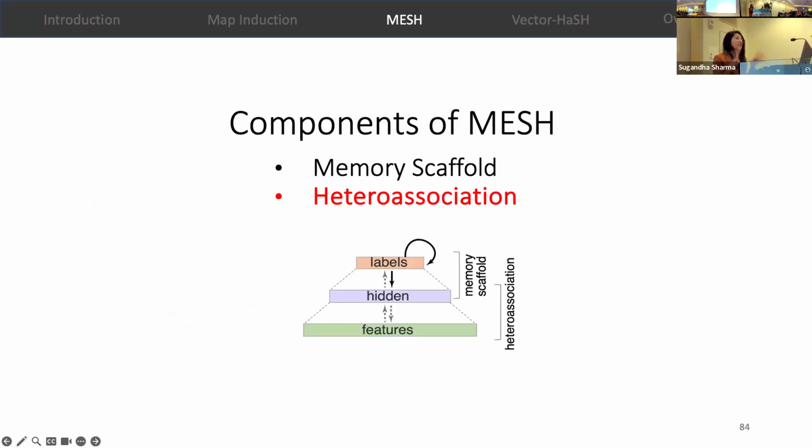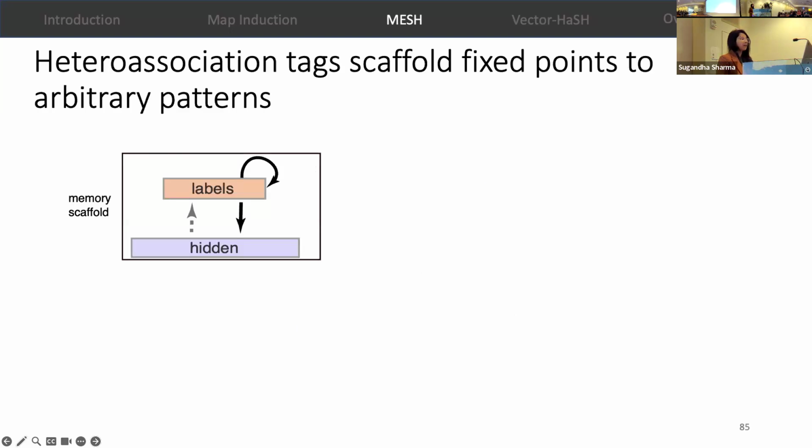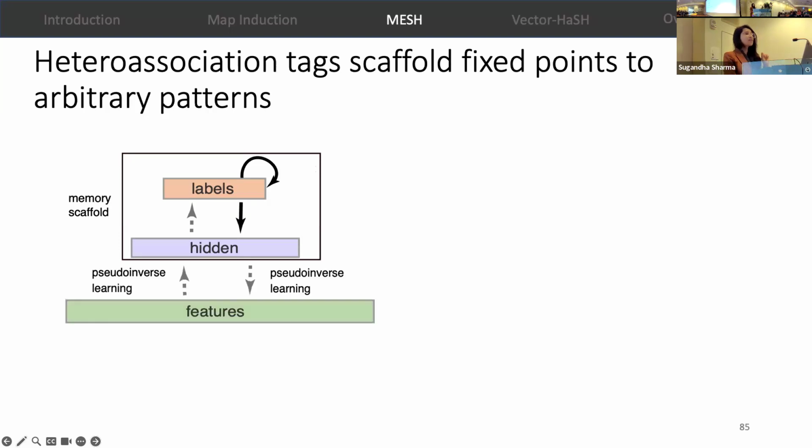So now that we've seen how we can build a memory scaffold which has an exponential capacity, we are ready to store actual content-laden patterns into this network. So we can store arbitrary patterns into this network by representing them through the feature layer, which is associated with the scaffold through online pseudo-inverse learning, which approximates the offline pseudo-inverse matrices.